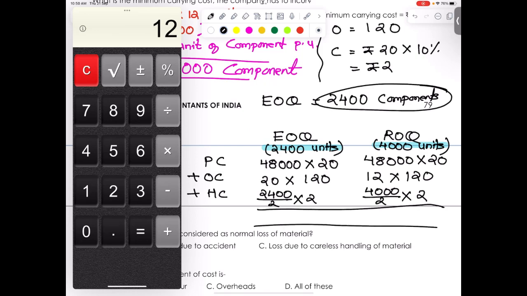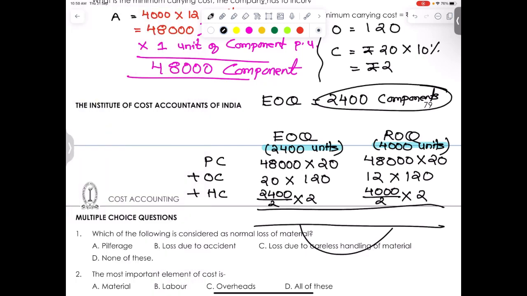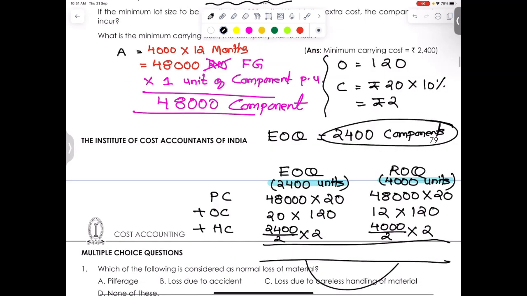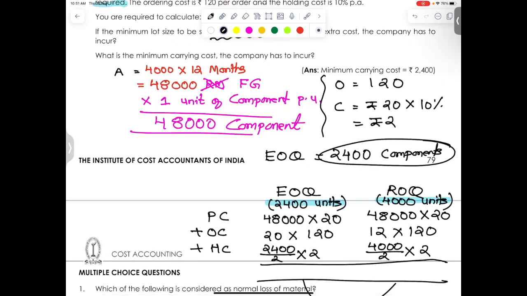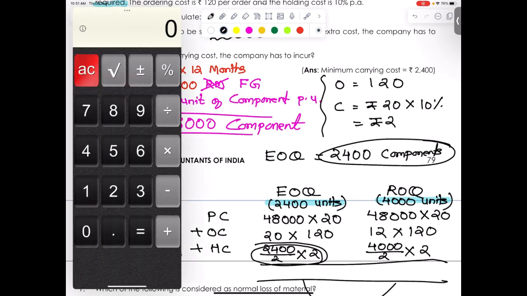So it will be the total annual cost, and the difference of these two will give the answer. What will be the amount that you will incur if the supplier insists on supplying 4000 units at a single time? Okay, let's go. And the carrying cost is also asked. So this is the carrying cost. Its total will come to 2400 divided by 2 into 2. So this is the answer. The minimum carrying cost is 2400 rupees.